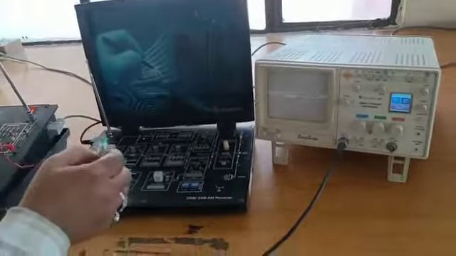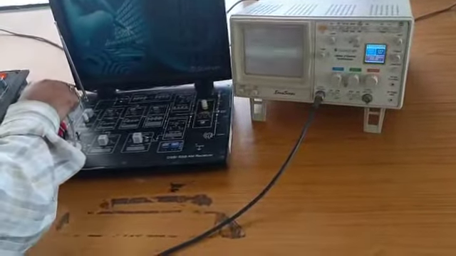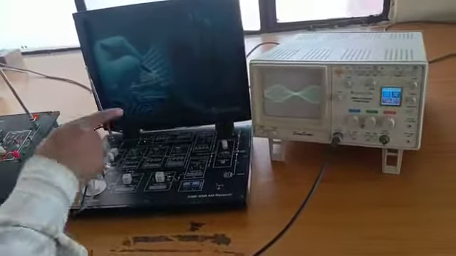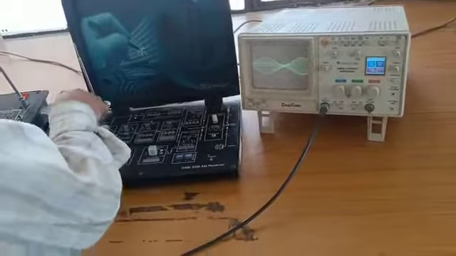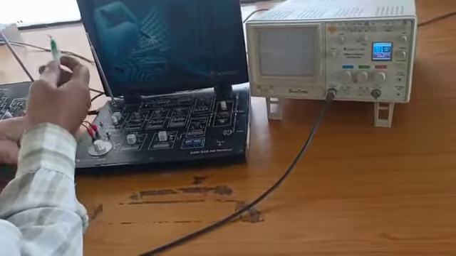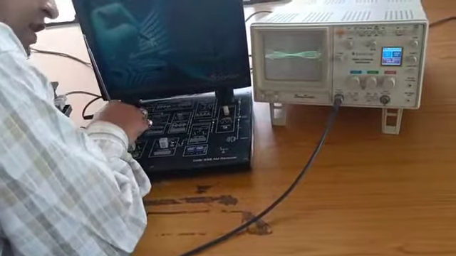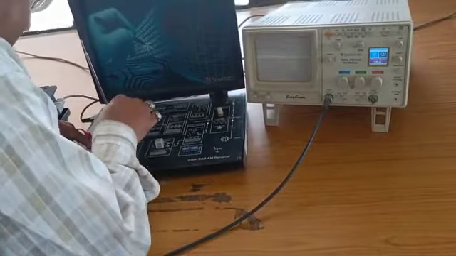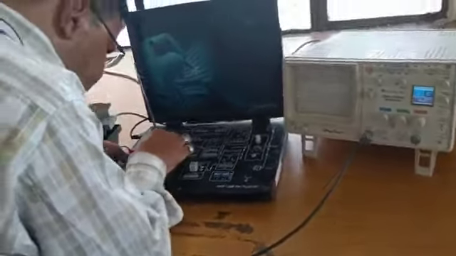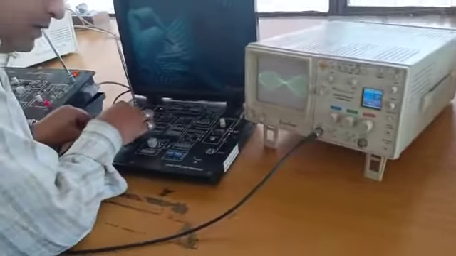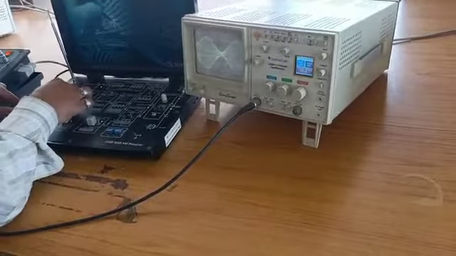This is the positive terminal, this is the negative terminal. This is the transmitted signal, called the DSB signal. This grounded signal is transmitted by this part. This is the RF amplifier, and the tuning amplifier and tuning circuit work by the tuned frequency.